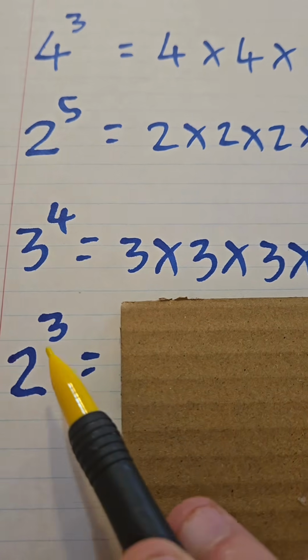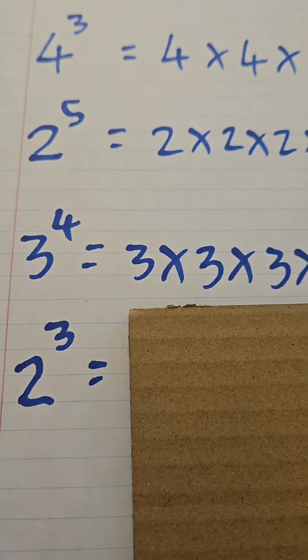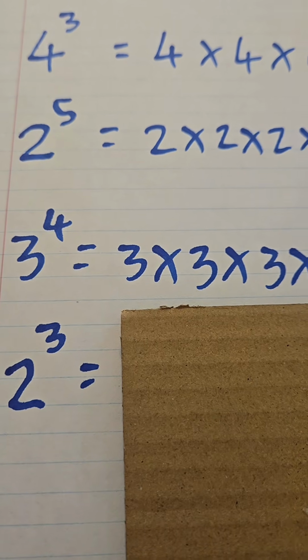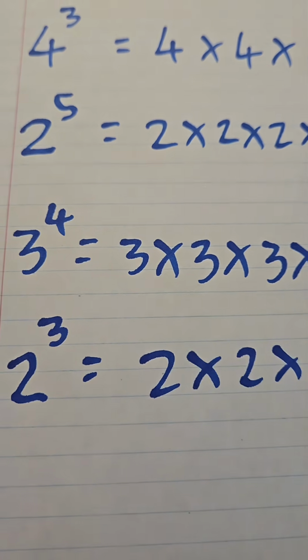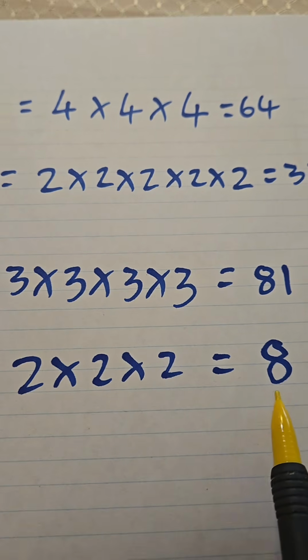And what's 2 to the power of 3? Can you work it out either in your head or on paper? You can press pause or stop while you work it out. 2 to the power of 3 is 2 times 2 times 2, 3 times, which equals 8.